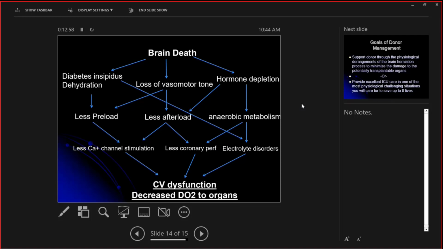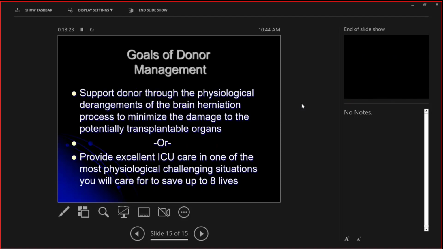But in addition, when you get less afterload, then you get less coronary perfusion, because remember that your diastolic blood pressure is what creates coronary perfusion. And so if you have a lower diastolic blood pressure, because you got less systemic vascular resistance, you have less coronary blood flow. And so it sets you up to develop myocardial ischemia. And all of these things cause cardiovascular dysfunction and decrease oxygen delivery to the organs.